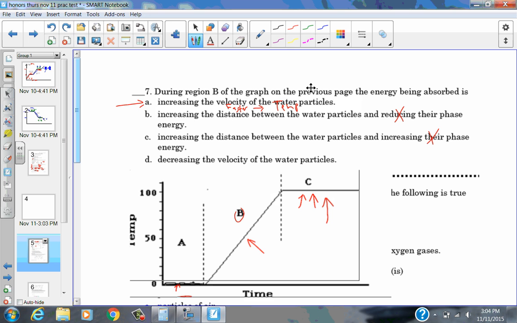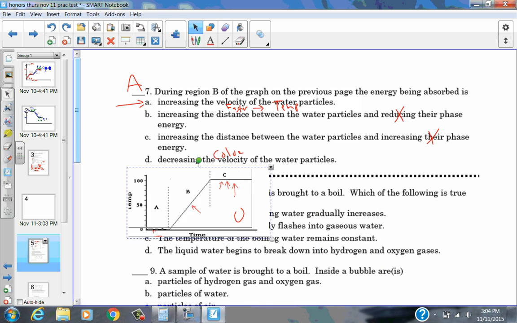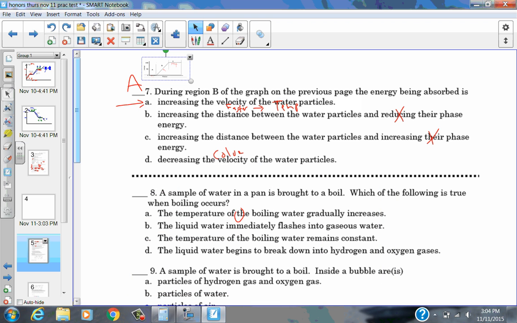Is it decreasing the velocity? That would be colder. Yeah, I was right. A. Maybe I should have just went with it. We don't need this anymore. We'll shove this up out of the way.